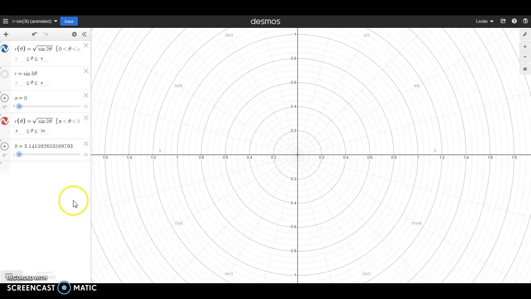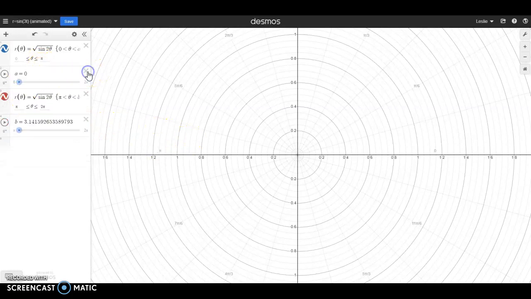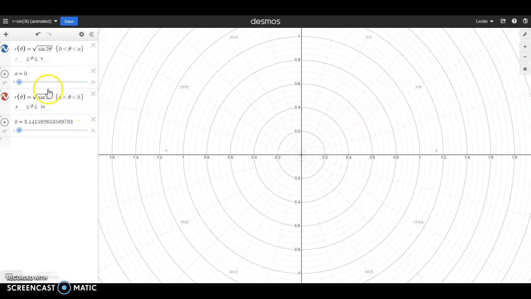Okay, for our last section, for our last type of graph, we're going to look at something called lemniscates. And I think the best thing to do is probably just to go ahead and take a look at them. I have two versions here because I'm going to go from 0 to pi and see what happens there. And then I'm going to go from pi to 2 pi and see what happens there.